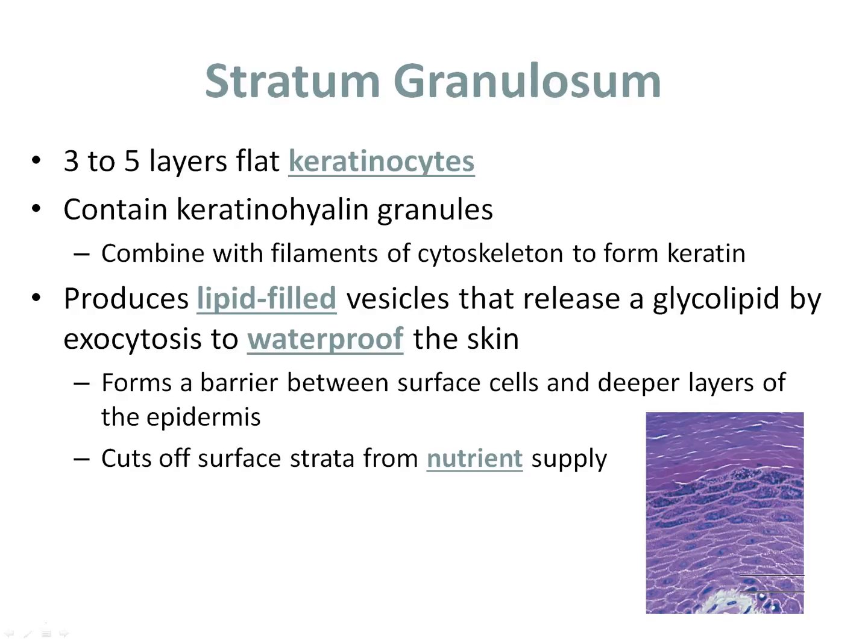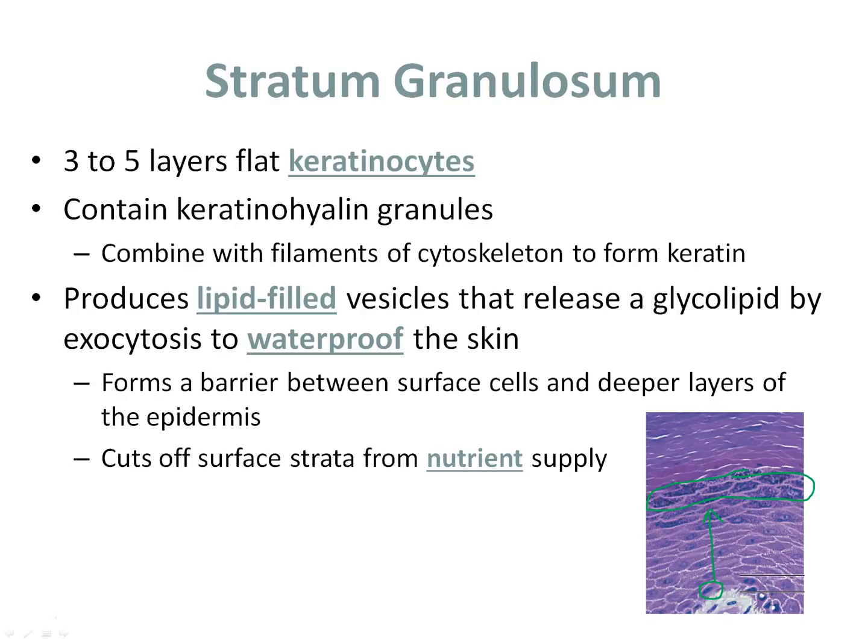The stratum granulosum contains 3 to 5 layers of flat keratinocytes. So notice that these cells right here are flatter than the other cells. They're not quite as poofy. So we start out kind of roundish at the bottom, and we get flatter and flatter as we go up towards the superficial or top layers.